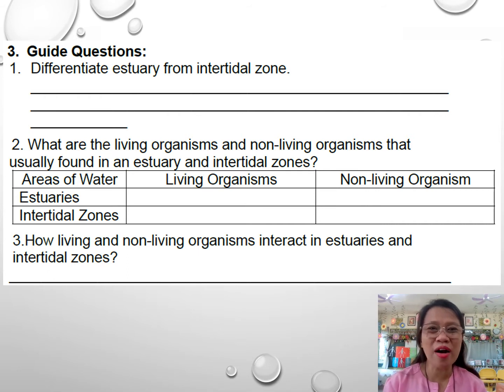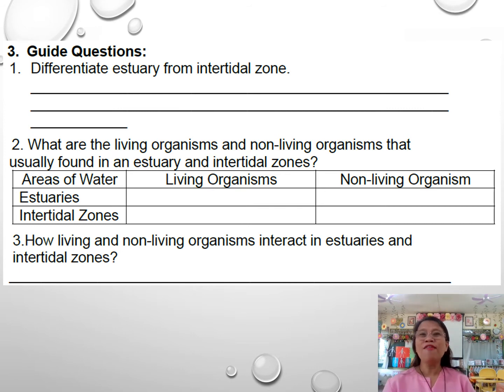So when you say estuary, a river meets the sea. So the salinity in the estuary is different from the other parts because the freshwater and the saltwater mix together. Intertidal zone, this is the part of the sea that gets wet during high tide and low tide, along the shore. Okay, you may pause for a while, then replay so that you can get the correct answer.